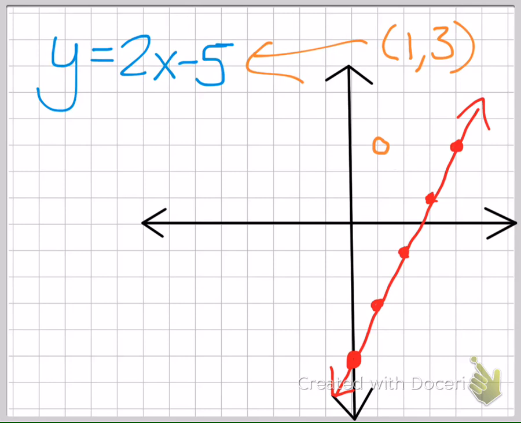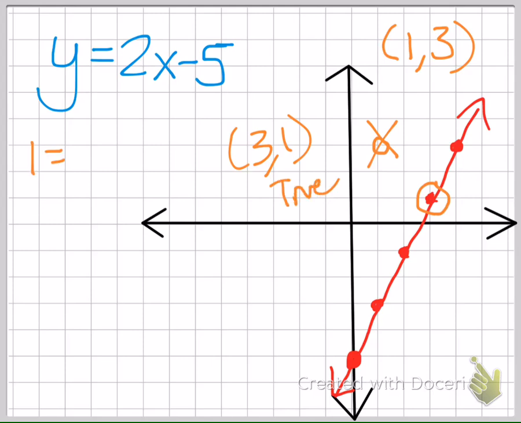That's this point right here. It would not, because it's not part of this line. It's not a solution to it. But if I asked, does the point (3, 1), if you plug in x is 3, y is 1 here, that's this point. That would be true, right? Because you'd get 1 equals 2 times 3 minus 5. 1 equals 6 minus 5. 1 equals 1, so that's true, right? Every point on this line is a solution.